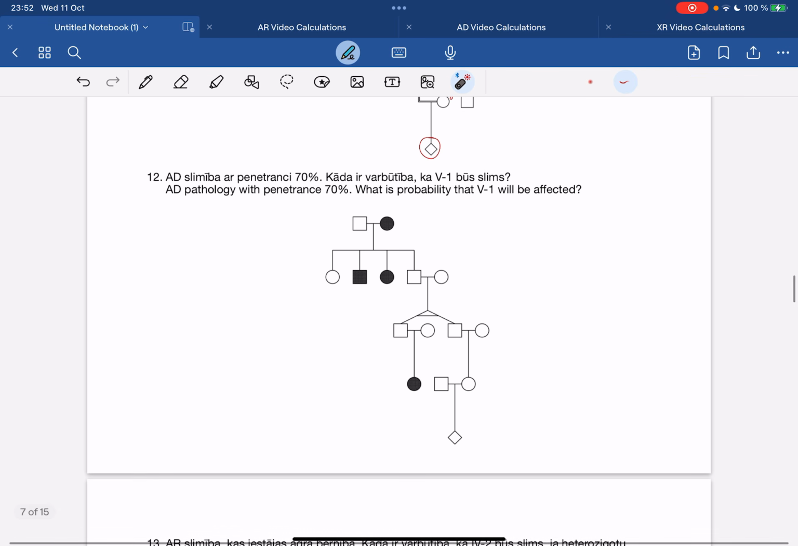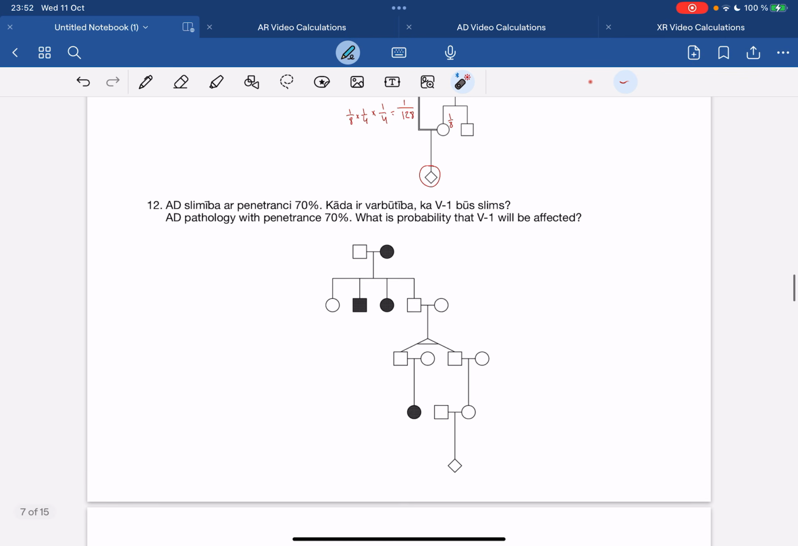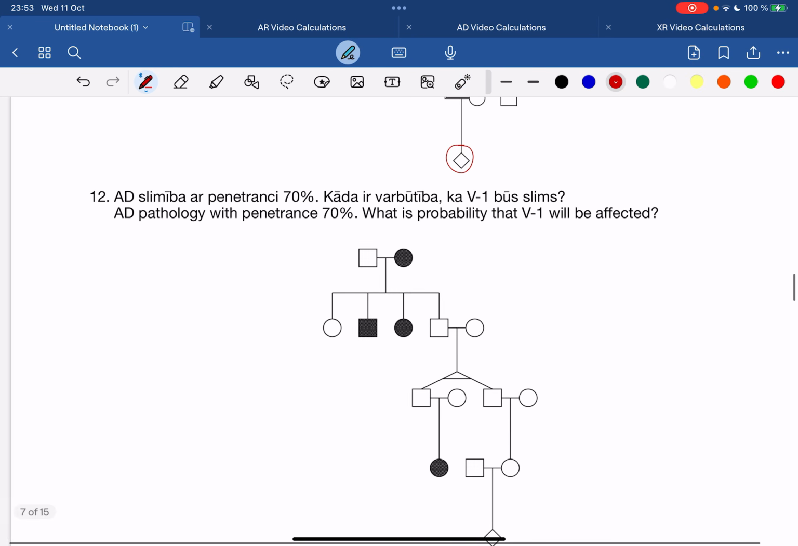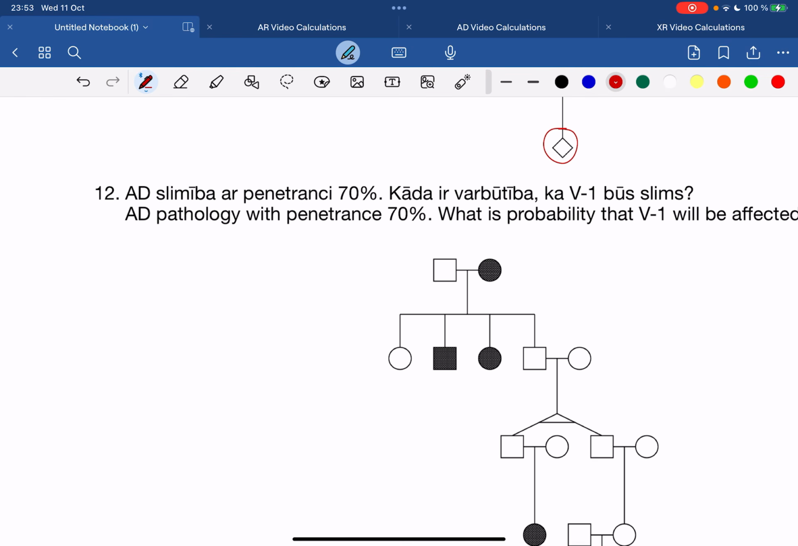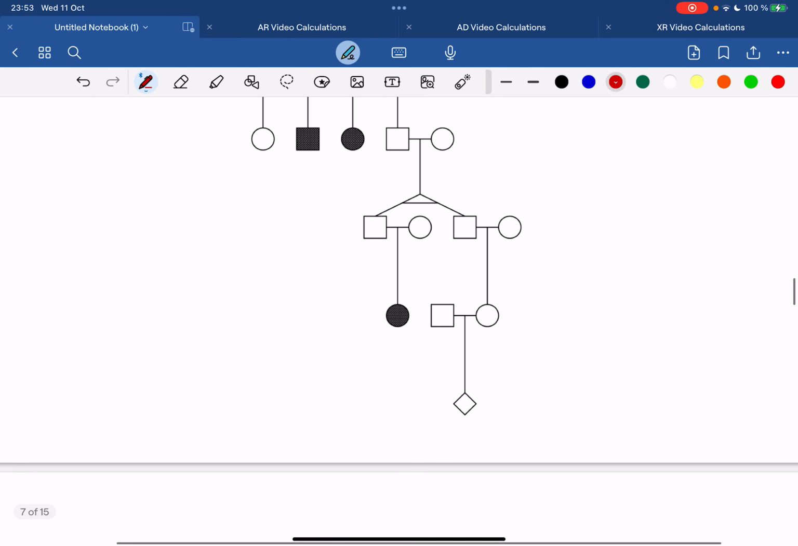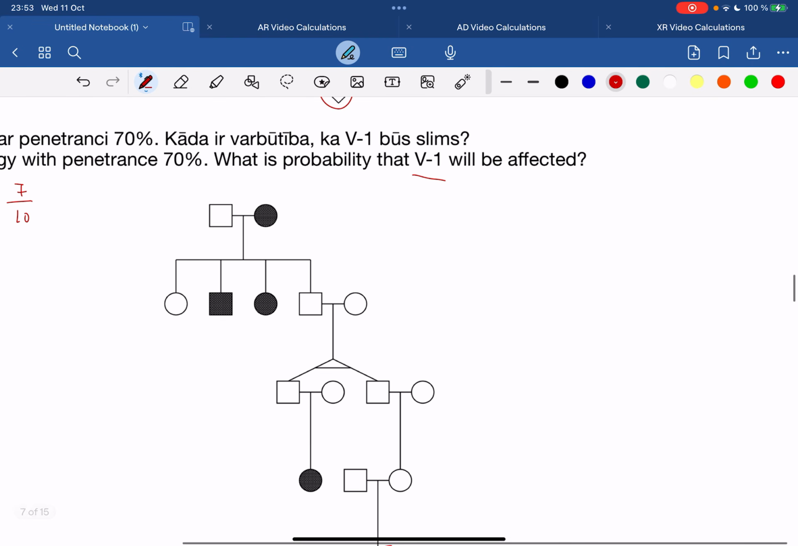Next up. I don't know what's wrong with me today. We have an AD pathology with 70%. So it's autosomal dominant. We have 70%, so we can immediately write it down. What is the probability that 5-1 will be affected? So this person right here. We already did this when we went through the rules.